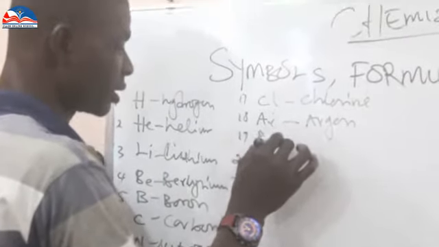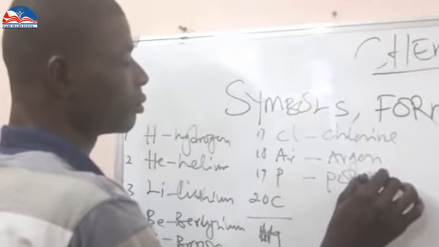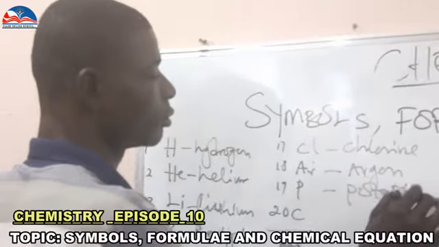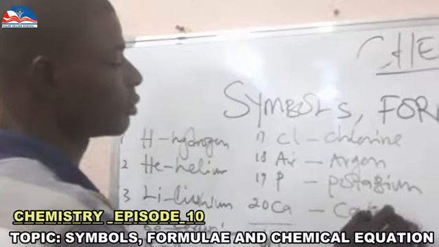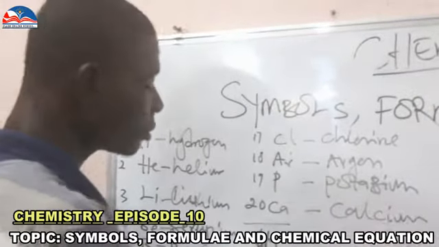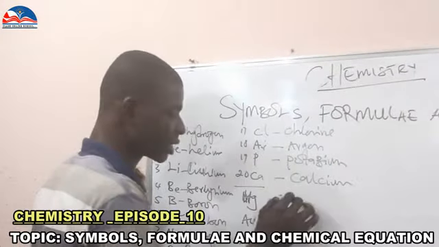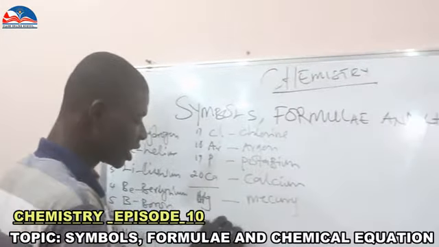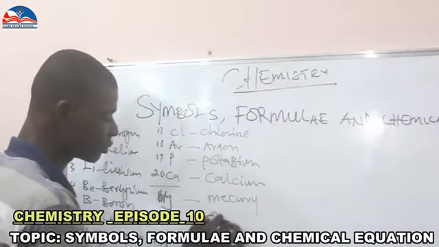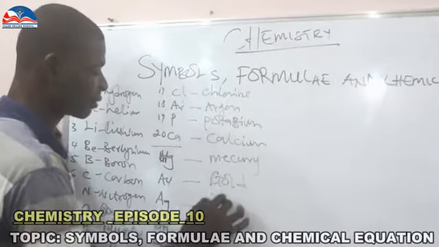Then we have K as potassium. Then we have Ca as calcium. Then we have Hg as mercury. We have Au as gold. Then we have Ag as silver.